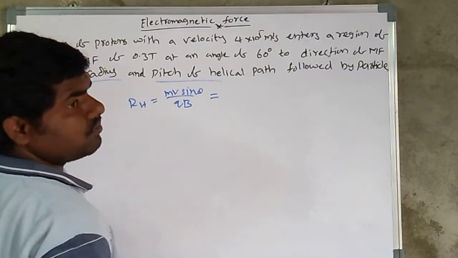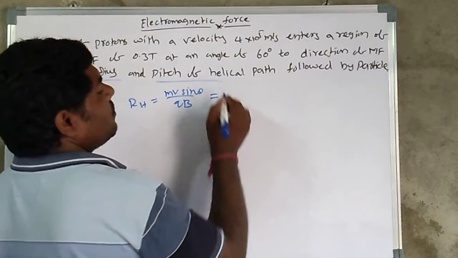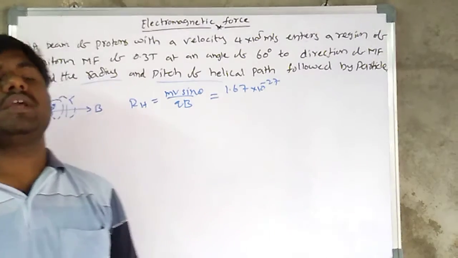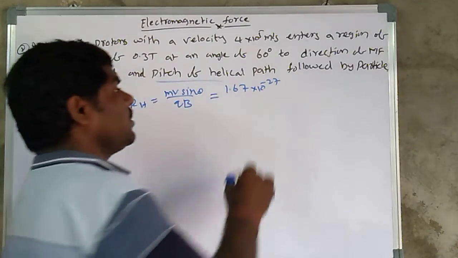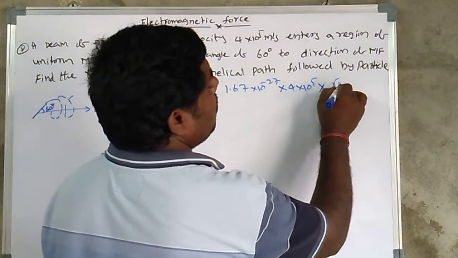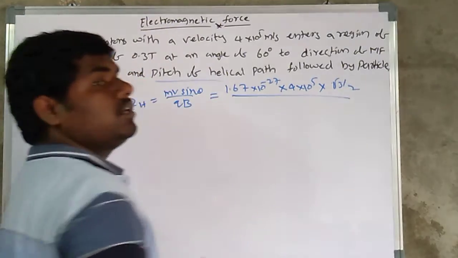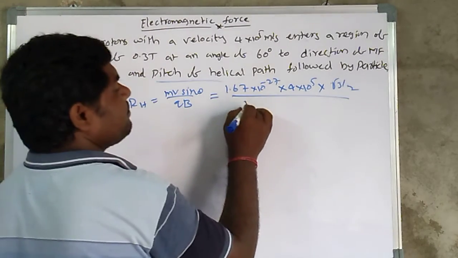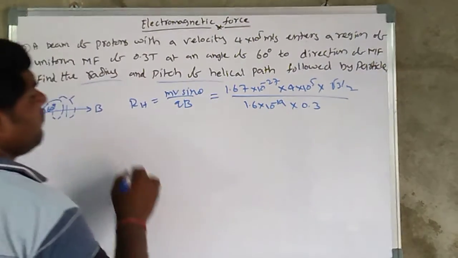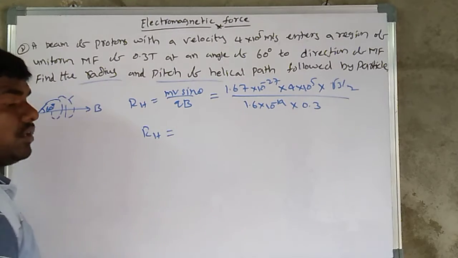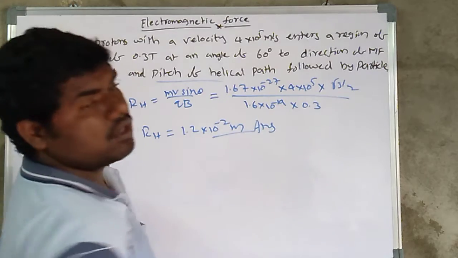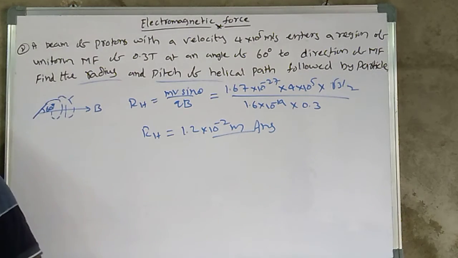Here the mass of proton we already know, 1.67 into 10 to the power of minus 27. Velocity they have given, 4 into 10 to the power of 5, and sin 60 is root 3 by 2, divided by the charge of proton, 1.6 into 10 to the power of minus 19, into 0.3. After simplification, you will get this R_H value as 1.2 into 10 to the power of minus 2 meter. This is the first question answer.